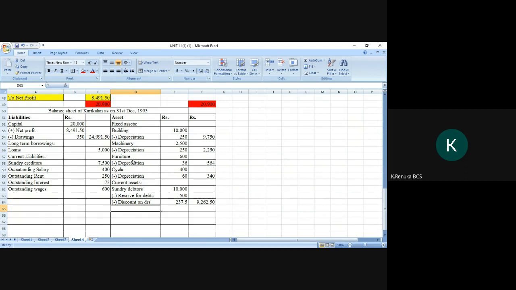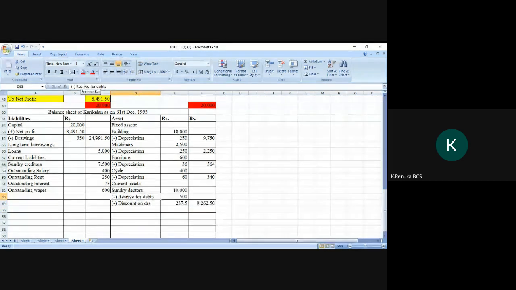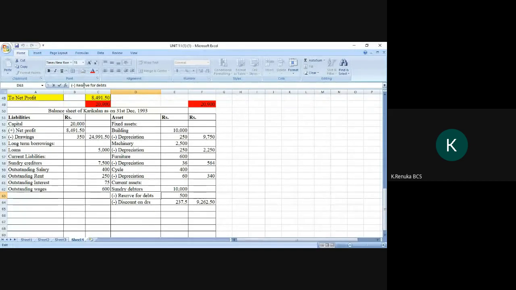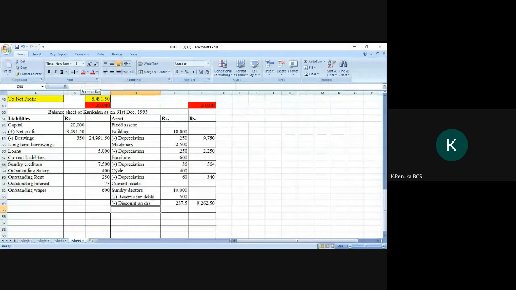So the adjustments has to be reduced with the respective items. So sundry debtors we have got 10,000. In that first we are going to reduce reserve for debts. That is 5 percentage which has been given in your adjustment. Next, discount on debtors. So discount on debtors we have already calculated in the profit and loss account. That is in the value 9,500, 2.5 percentage. So we have got the value 237.5. So after making this calculations, place the final amount in the outer column.